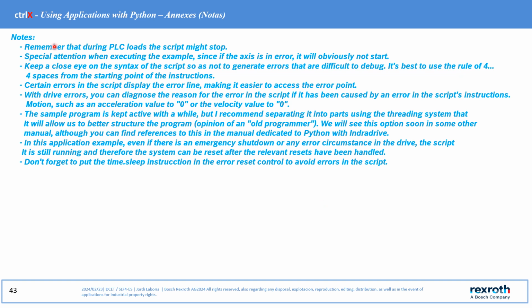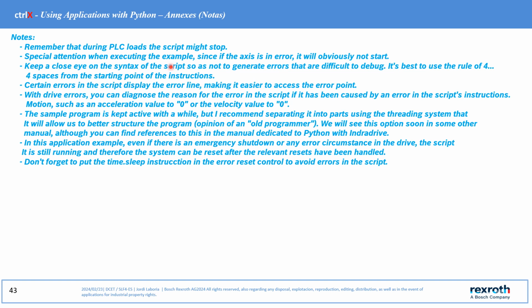Remember that during PLC loads, the script may stop. Special attention when executing the example, since if the axis is in error, it will obviously not start. Keep a close eye on the syntax of the script so as not to generate errors that are difficult to debug. It's best to use the rule of four: four spaces from the starting point of the instructions.